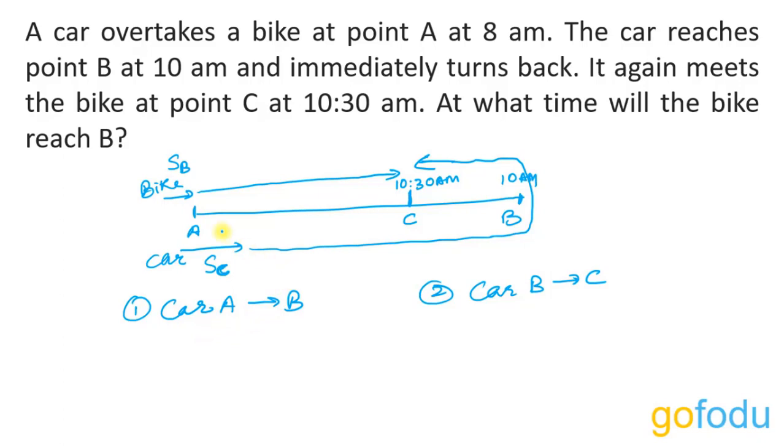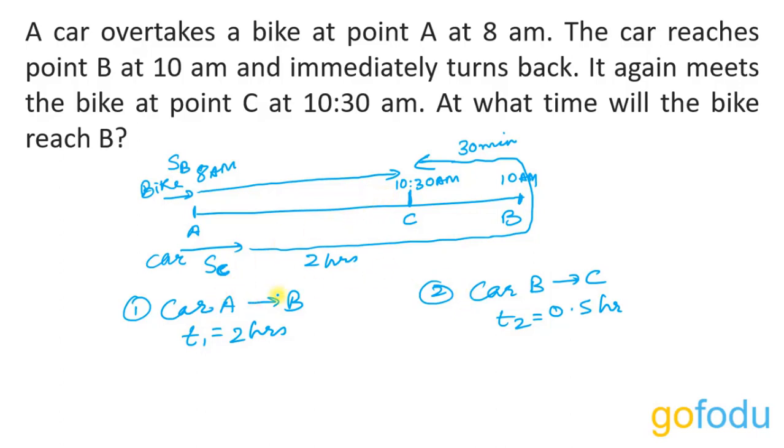In the first case, the car overtakes the bike at 8 am and reaches B at 10 am. The time taken is 2 hours. In the second case, from B to C, the time taken is half hour, so T2 is equal to 0.5 hour. And the speed of the car from A to B and from B to C is the same. Speed of the car is constant in these two scenarios.